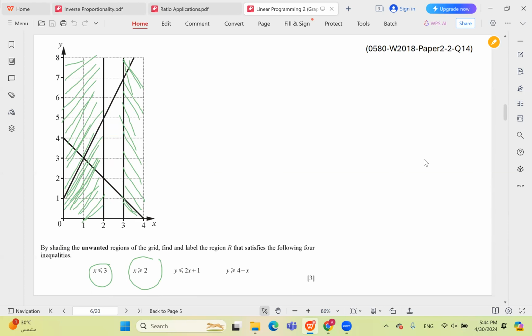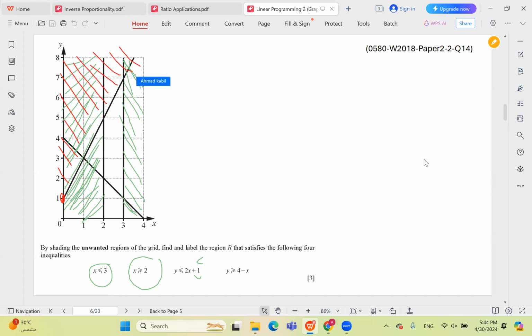Now I have y is less than or equal to x plus 1. So the line that has plus 1 here, this is the c. So it cuts the y-axis at 1. So we're talking about this line here that cuts the y-axis at 1. And we want to be less than this line. So we want to be below, so we don't want to be above. So let's shade above this line. Let me do this here. Let's shade above this line like this.